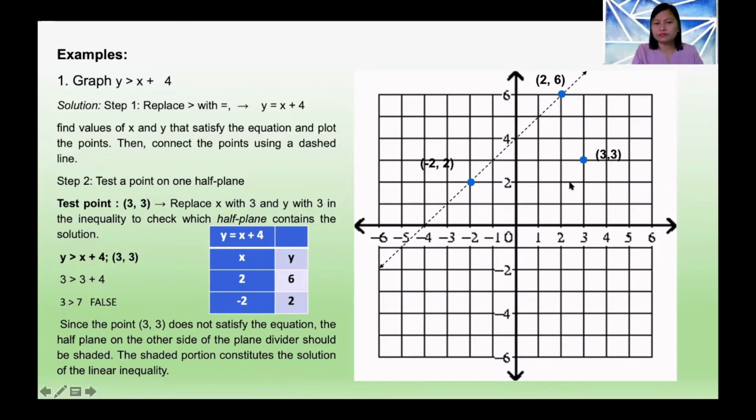So we will shade this region. All of the points on this shaded region are included in the solution set. This is now the graph of y is greater than x plus 4.